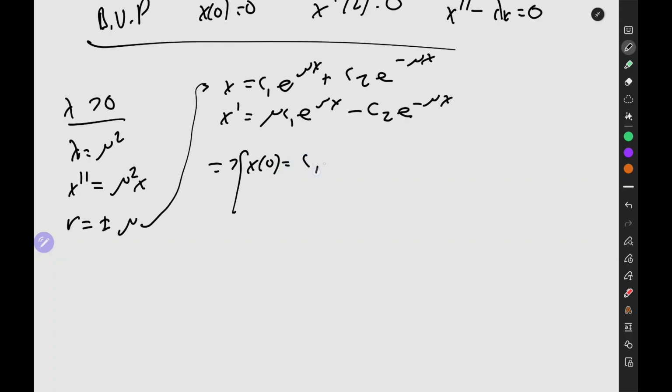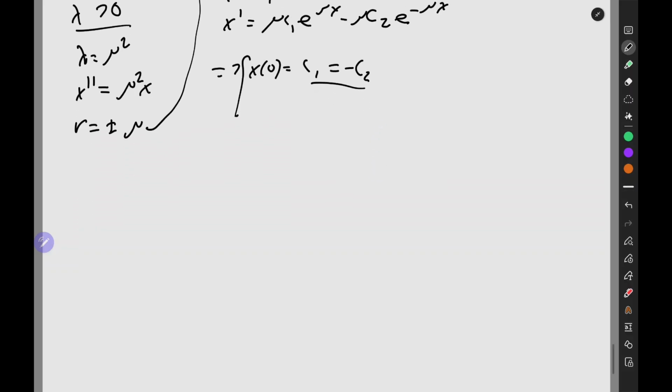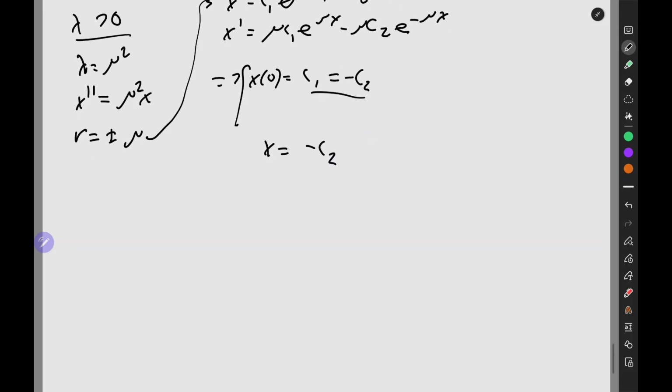Boundary condition number 1. If x is 0, we're left with mu C1 minus mu C2. The mu's cancel out. C1 is equal to C2. Wait, isn't it just equal to C2? Oh, wait, no, not X prime. Just X. Yeah, C1 plus C2 equals 0, so C1 equals negative C2. So then X is equal to negative C2 e to the mu x plus C2 e to the negative mu x.